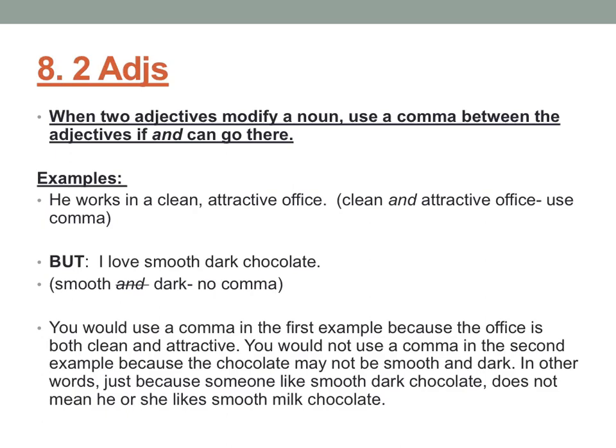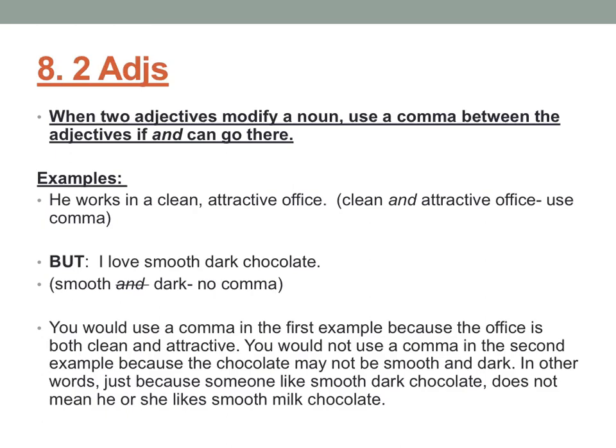The next one is a two adjective rule. It's when you have two adjectives describing a noun. So again, an adjective describes a noun. So he works in a clean, attractive office. Clean and attractive are adjectives. So a little hint with this is if you can put an and, A-N-D, between the two adjectives and it makes sense and not change the meaning of the sentence, then you would put a comma there. So here, he works in a clean and attractive office. Yes, that makes sense. So that's what you do.